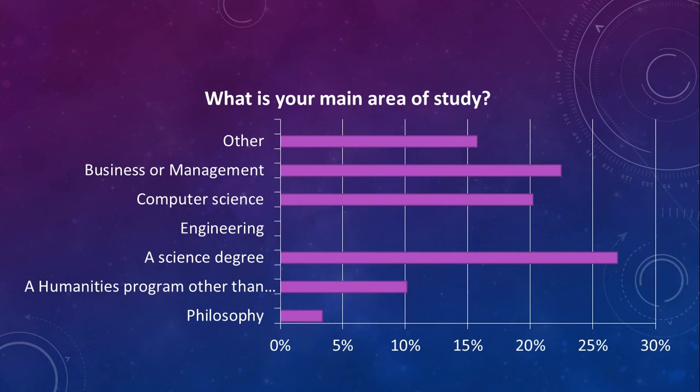A humanities program other than philosophy is about 10%. And philosophy, who are the philosophers in the room? Did any of you show up? Anybody in a philosophy program in the room? 1? You might be alone. Welcome, fellow philosopher. Nonetheless, many of you have taken at least 1 course in philosophy.